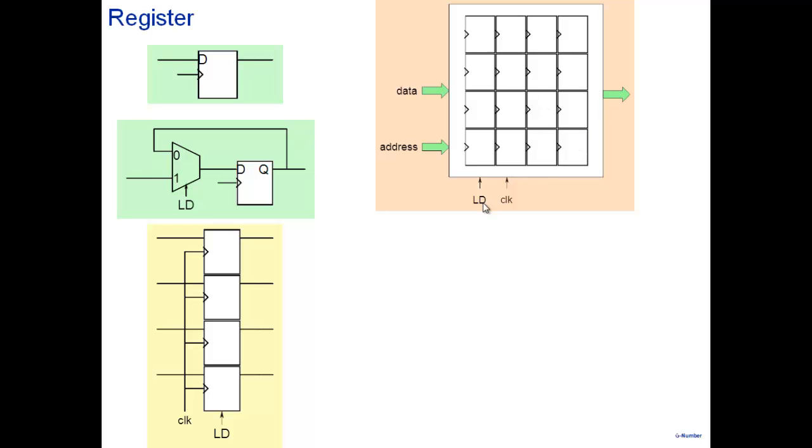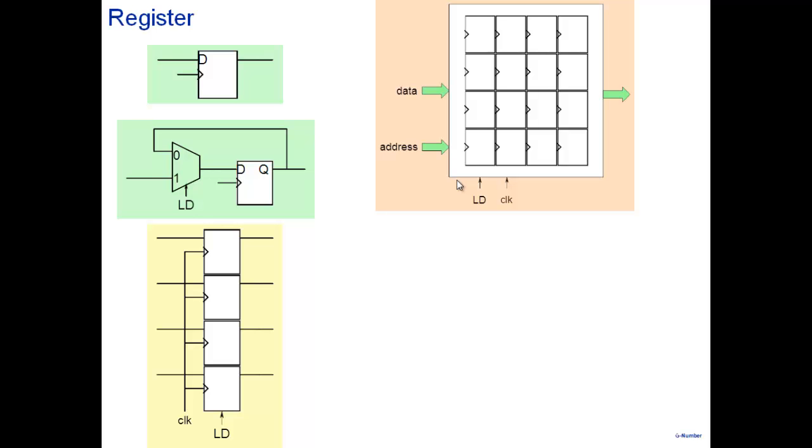Similarly, what appears at the output would again be decided by the address bus. Whether the data being outputted is of this particular register, this one, or this one, depends on the address. So I can take several registers, combine them, and make a register file.